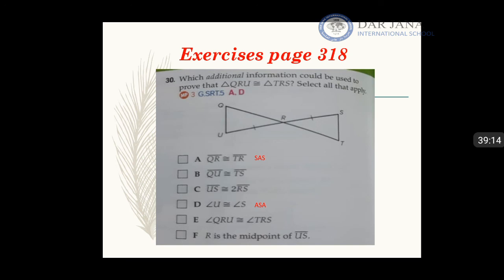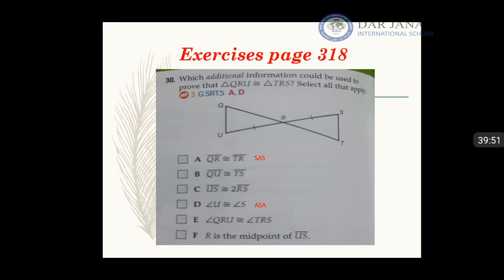If they told us angle U is congruent to angle S, so angle U congruent to angle S, UR is congruent to SR, and angle QRU is congruent to angle SRT. So we have an angle, side, then an angle, where UR is the side included between angle U and angle R, and SR is the side included between angle R and angle S. So part D can be used as additional information to prove that triangle QRU is congruent to triangle TRS using the angle-side-angle postulate.